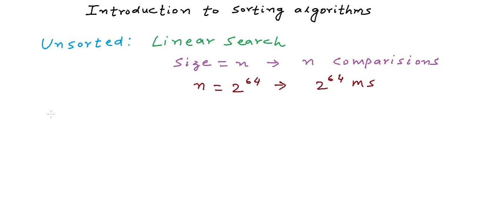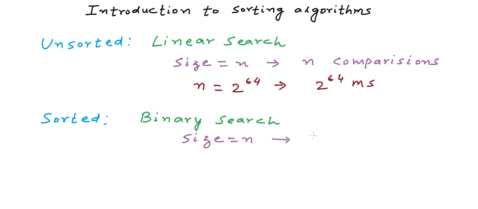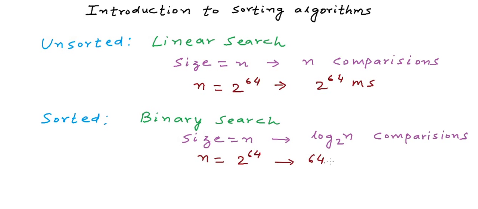If our list, however, is sorted, we can use something called binary search. And with binary search, if size of the list is equal to n, it will take only log of n to the base 2 comparisons to perform a search. So if n is equal to 2 to the power 64, we will take only 64 milliseconds. I had taken n equal 2 to the power 64 earlier to be able to perform this log quickly.